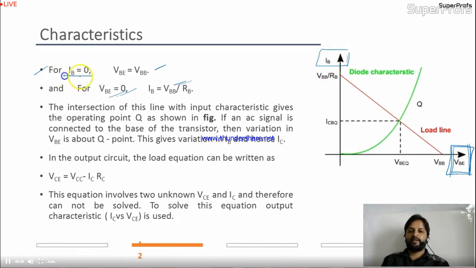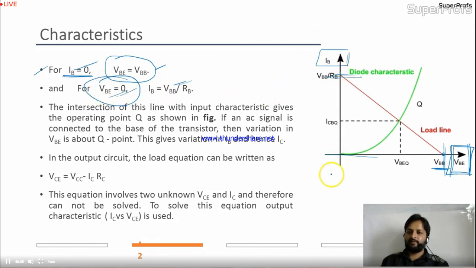So if you take IB equal to 0, you will get VBB equal to VBE. So you will take one value. For this entire line, the current is 0. When current is 0, the value should be VBB. I'm taking point VBB over this axis. At this axis, the IB axis, VBE equal to 0.